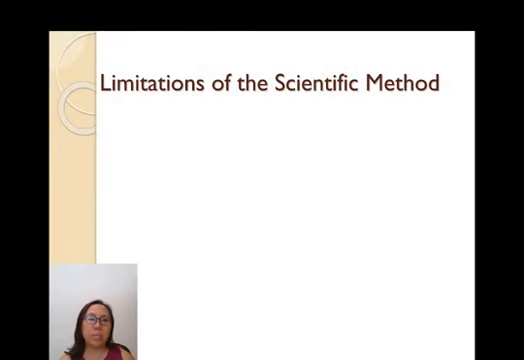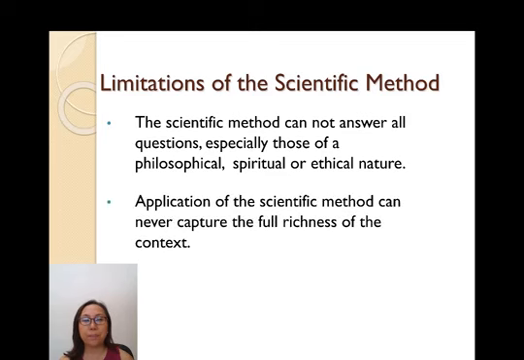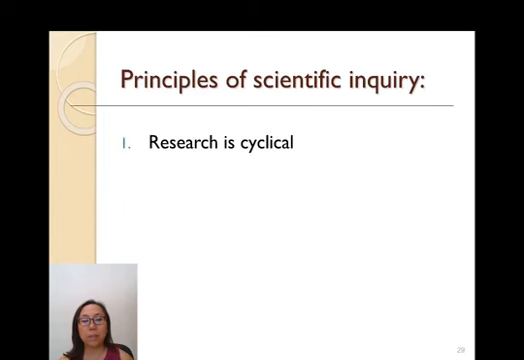So when we talk about scientific method and we say that that's the best way to know something, going through the 5 steps, we also have to recognize that there are some limitations. We have to recognize that scientific method cannot answer all questions, especially those of a philosophical, spiritual, or ethical nature. And also, application of the scientific method can never capture the full richness of the context. And then there can be measurement errors, which poses as a huge limitation to scientific method.